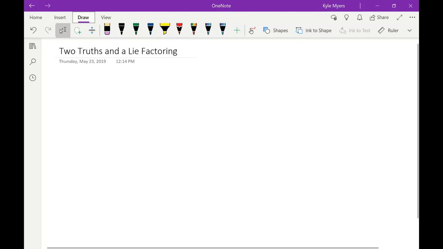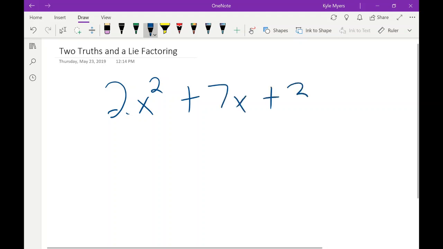Alright, so what does that have to do with factoring? Check this out. This works for these crazy factoring problems that we got here. So let's say we got something like this: 2x squared plus 7x plus 3.